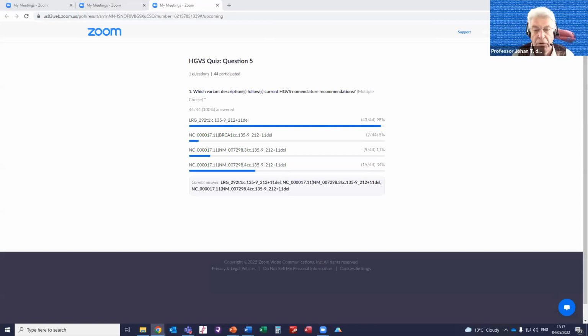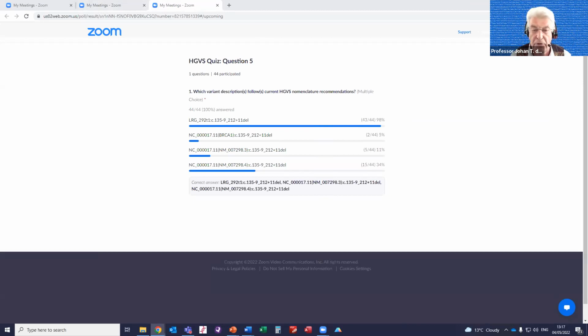Yeah, so the first answer is correct. We had that in the previous question as well. The second answer not, because in this case there is a reference to the genomic reference sequence of chromosome 17, where the BRCA1 gene is located. But again, you don't indicate which transcript you use.